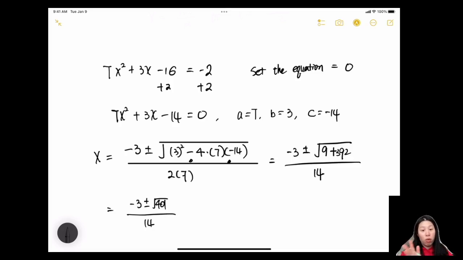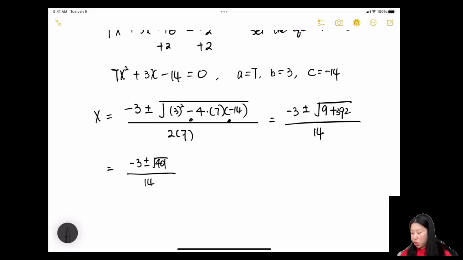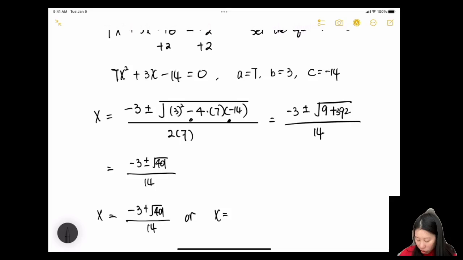401 is a prime number, so that means we can't factor it further. So I have either x equals negative 3 plus the square root of 401 over 14, or x equals negative 3 minus the square root of 401 over 14. That's it.